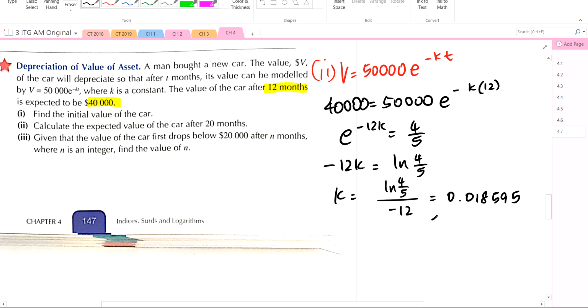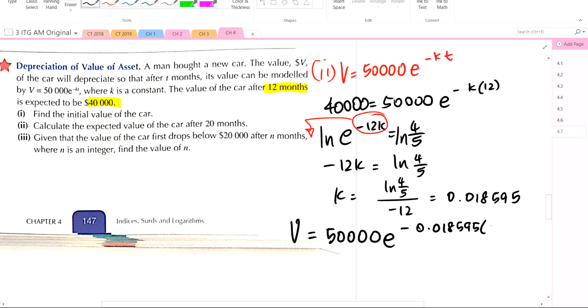Okay, so I have this value for my k. After 20 months, yes? But I thought if you put ln on both sides, it would be e to the power of negative 12k. I put ln over here, I put ln over here. This negative 12k must go over here. So expected value after 20 months, V equals to 50,000 e to the power of negative k, which is 0.018595 times 20. So you get the answer.